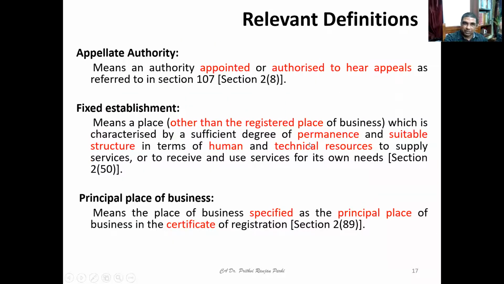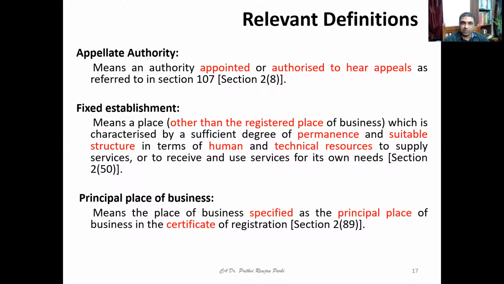Now, few other related definitions are also relevant. We'll understand what is the meaning of appellate authority. Appellate authority means an authority appointed or authorized to hear the appeals. So if you have some problems, some issues are there, and you are not satisfied with the order which is raised by a GST authority, then you can appeal against it. The authority who is going to hear that appeal is referred to as appellate authority. Okay, that concept we will be learning in due time. The concept of appeal. Now, what is the meaning of fixed establishment?